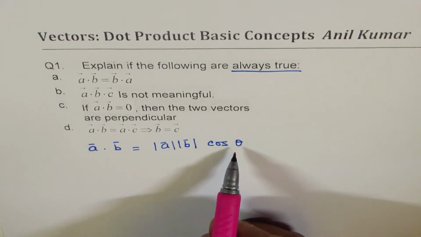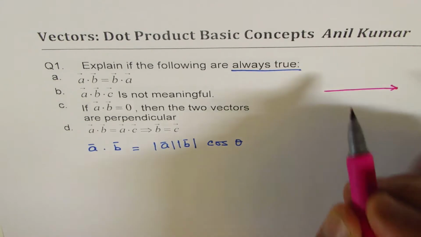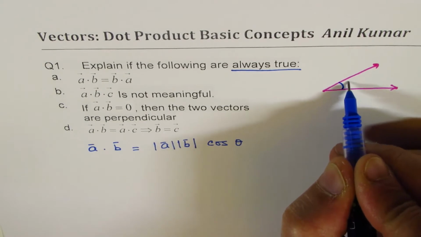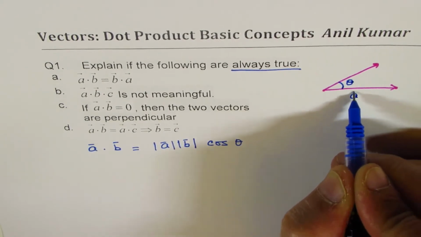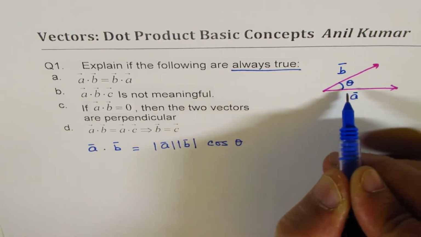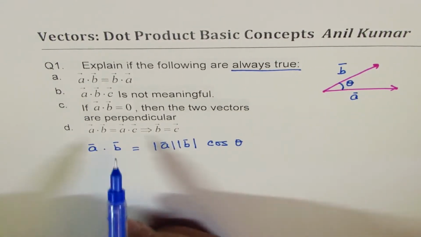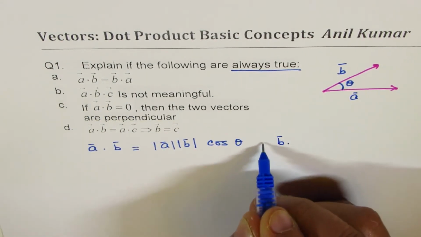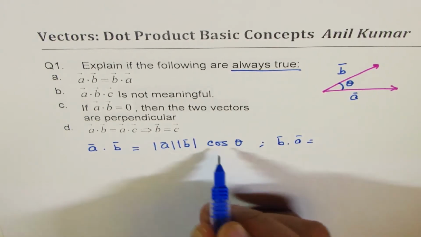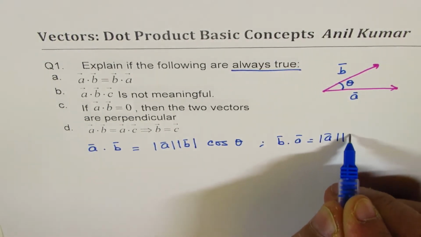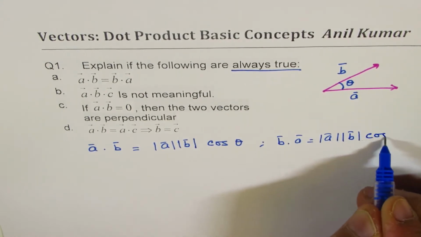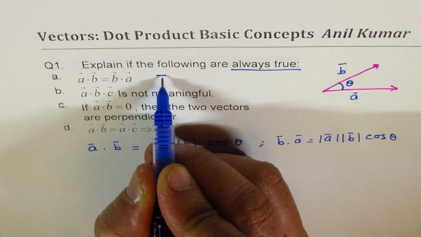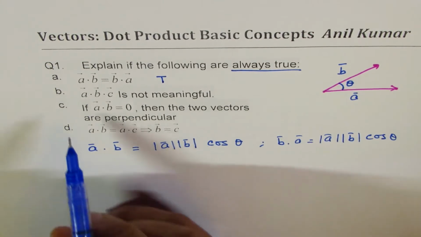Now when we say angle theta, we are always using these vectors tail to tail, and then the angle is this angle between them. So that is how we define the angle when the vectors are placed tail to tail, correct? Now if I interchange and write B dot A, even then the equation remains the same. Do you see that? Magnitude of A times magnitude of B times cos of the same angle theta. Now this is always true.